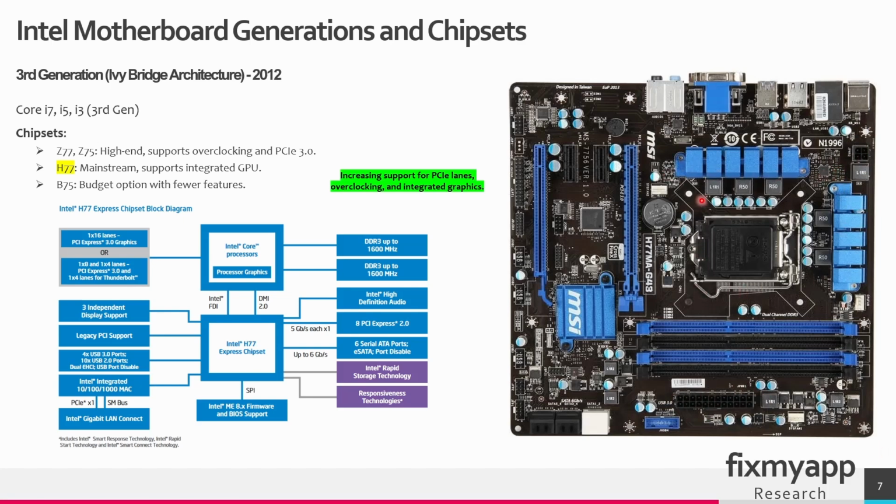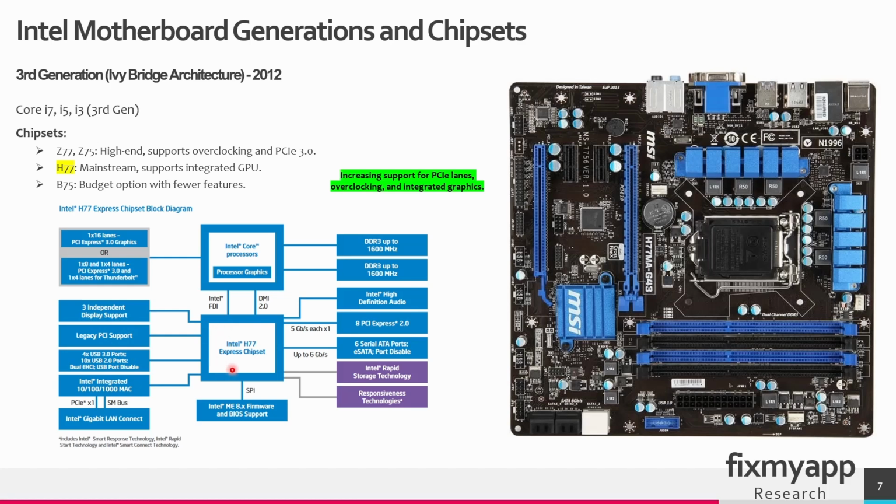They're located near the CPU, and these are the power regulators that belong to the RAM slots. This is the audio part, and you can recognize an audio part by the audio chip and also the capacitors near this audio chip. The chipset for this third generation motherboard has an increased support for the PCIe lanes. It supports overclocking, and the CPU can have integrated graphics.